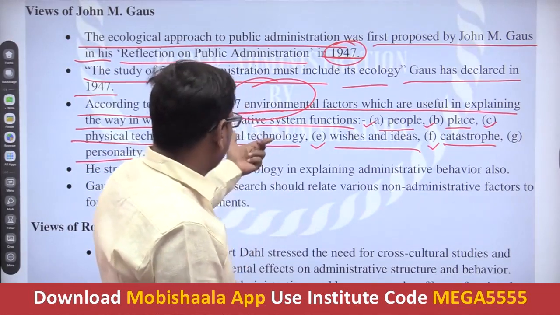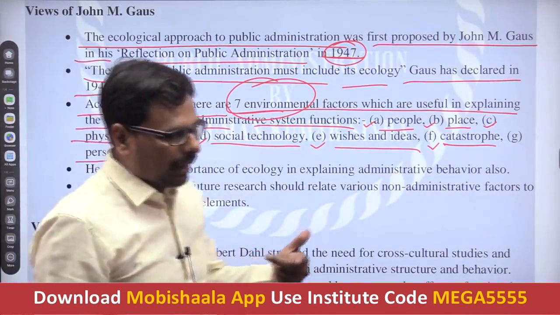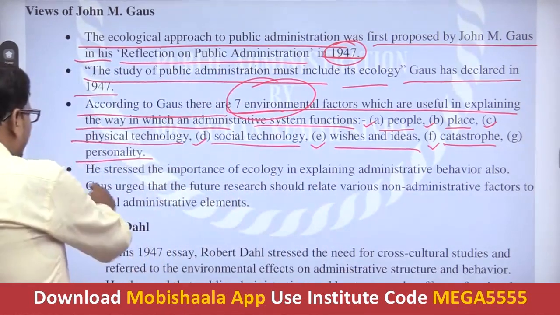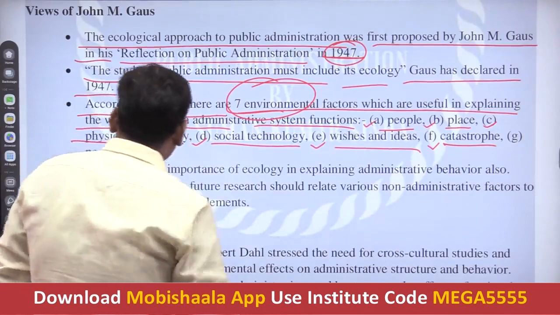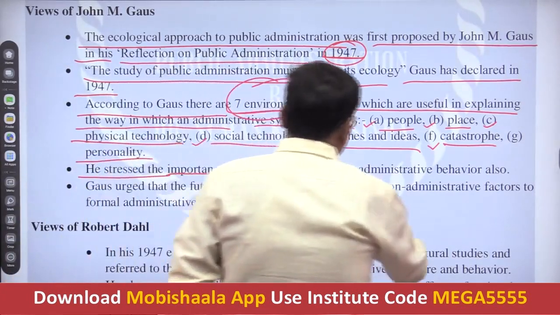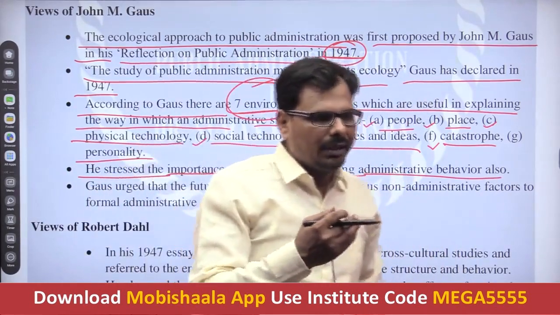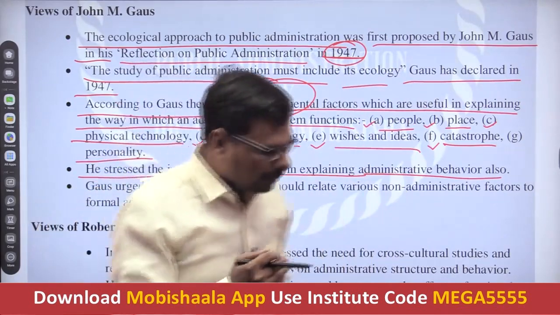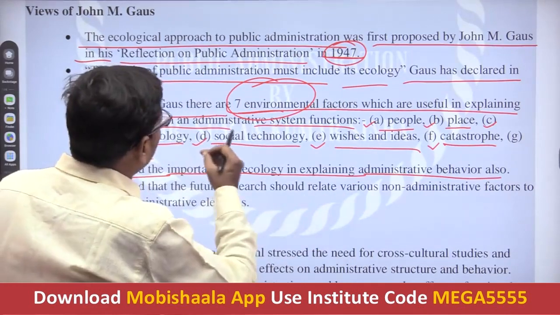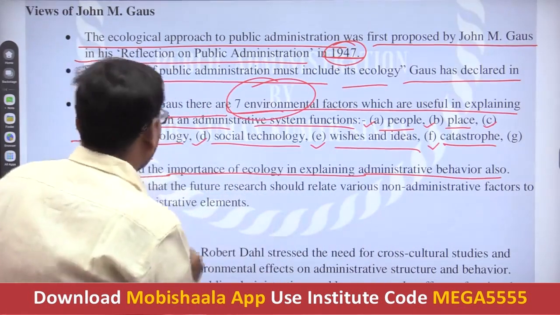So these 7 environmental factors are very important as far as the ecological approach is concerned. J.M. Gaus stressed the importance of ecology in explaining administrative behavior also. If you want to make a scientific study of the administrative behavior of any public bureaucrats and public bureaucracy, you should study the ecological orientation and ecology of that administrative system.